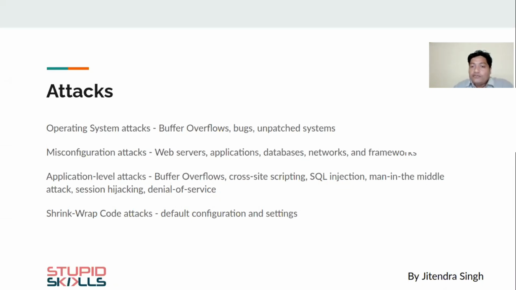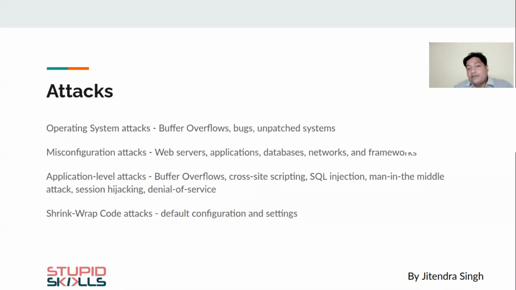Then configuration related attacks: you would see that there are web servers, applications, databases, networks and frameworks. Once they are developed and deployed, people make some kind of mistakes while configuring them, which results in an impact. Those kinds of attacks are called misconfiguration attacks.